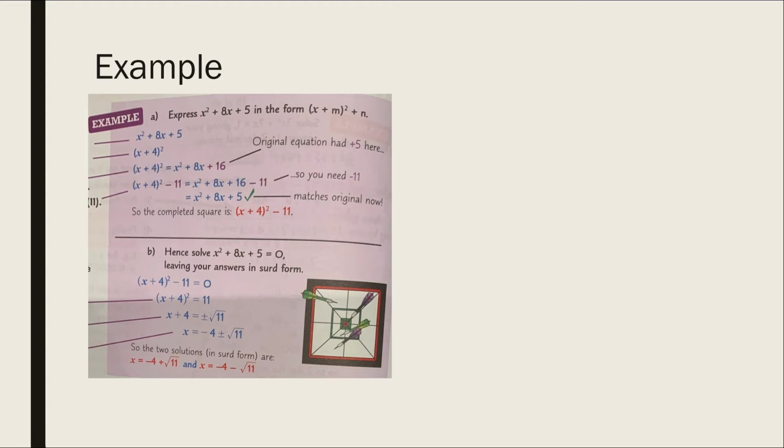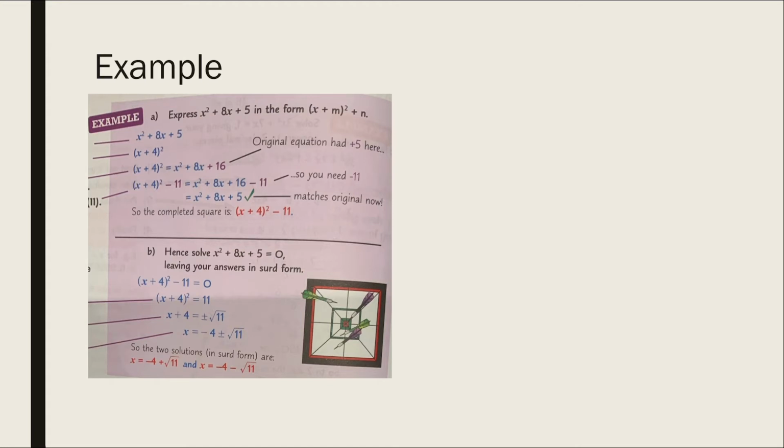So with the plus or minus, there are two solutions. x is equal to minus 4 plus root 11, and x is equal to minus 4 minus the root of 11. So that method was just if a was 1. So there's no a, basically, because you don't need to write it down.